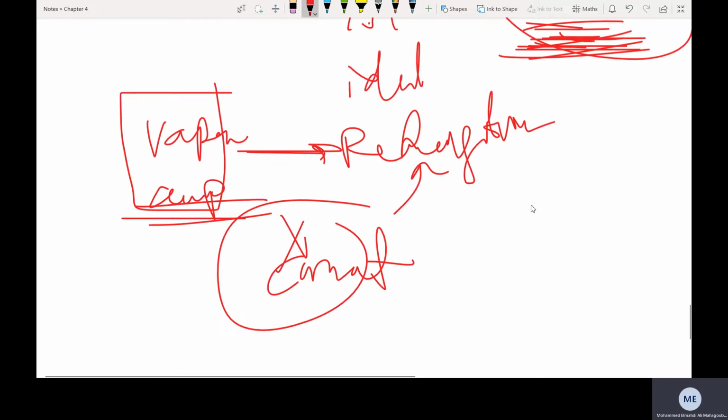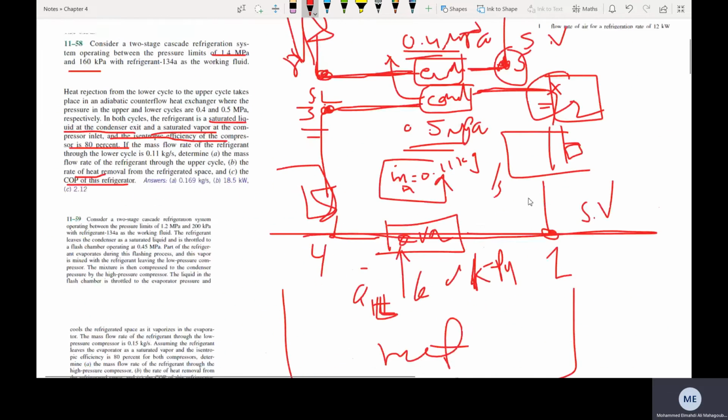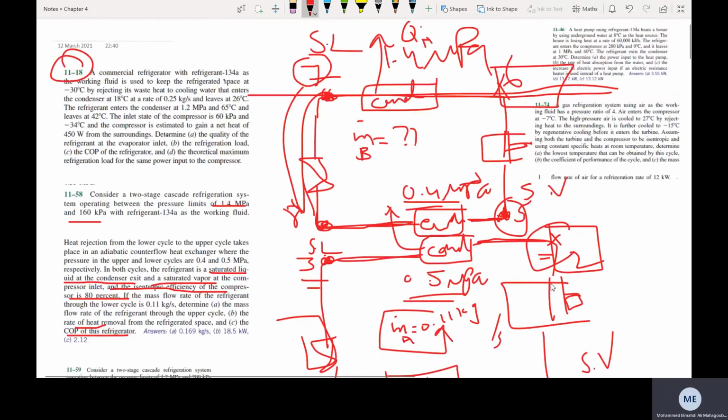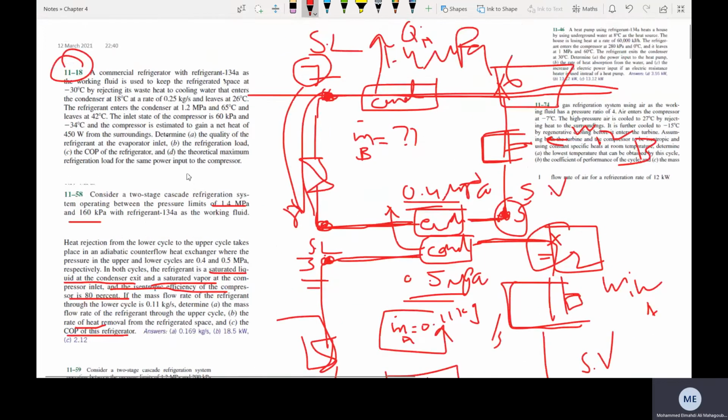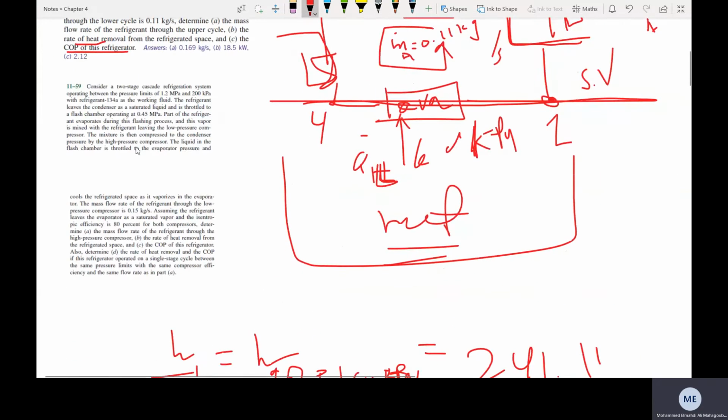Because we have here an upper compressor and a lower compressor. So you need to find the work dot in. What is work dot in? Don't call them 1 and 2, we call them A and B. So you need to add them together to find the total inlet work.